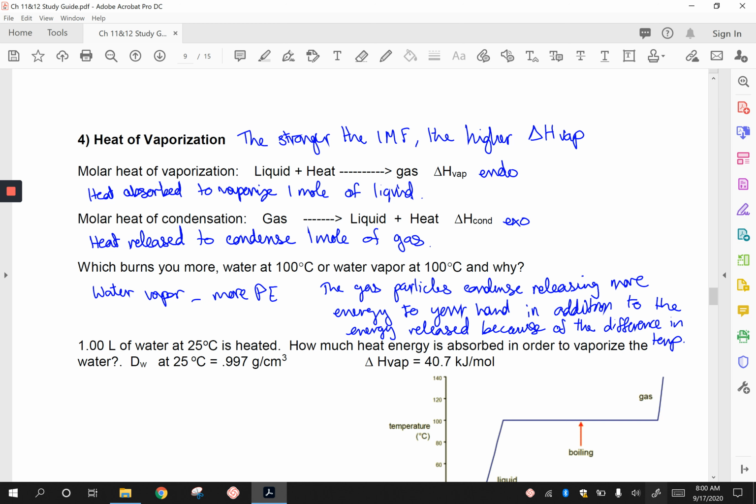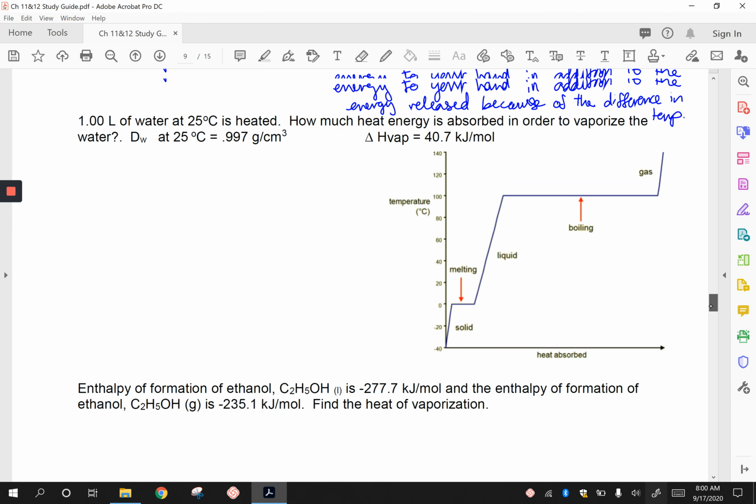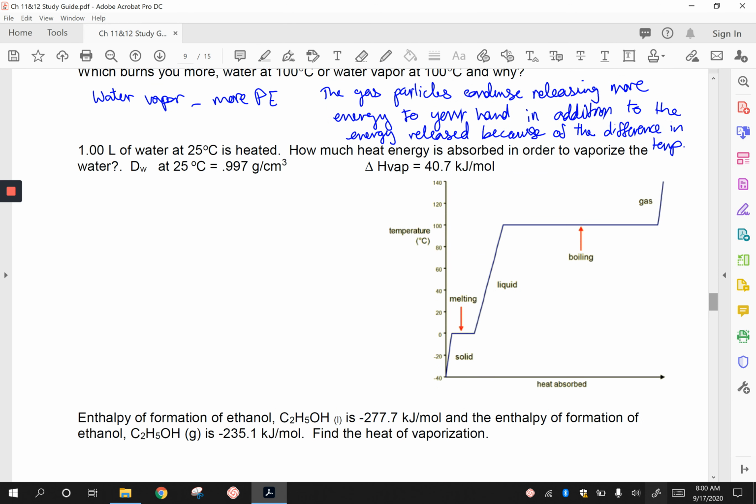So it's releasing energy to your hand in two ways, or for two reasons. One, because of the difference in temperature, and then also as it condenses. Okay, so a little flashback from chapter 5.